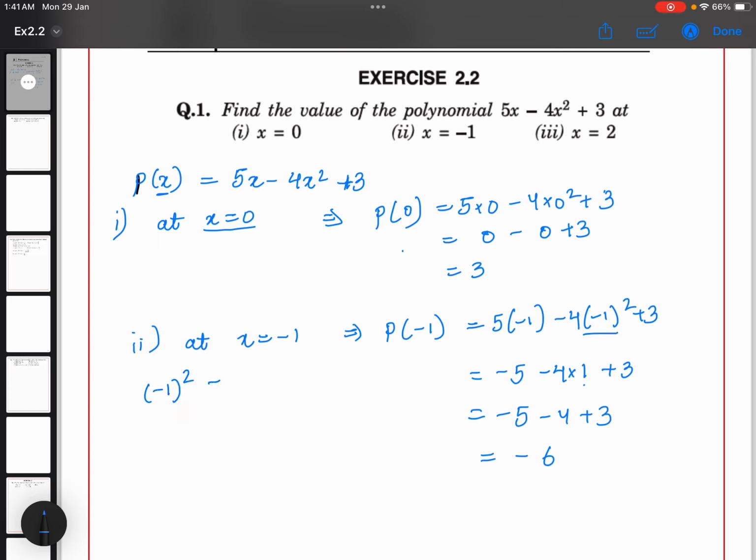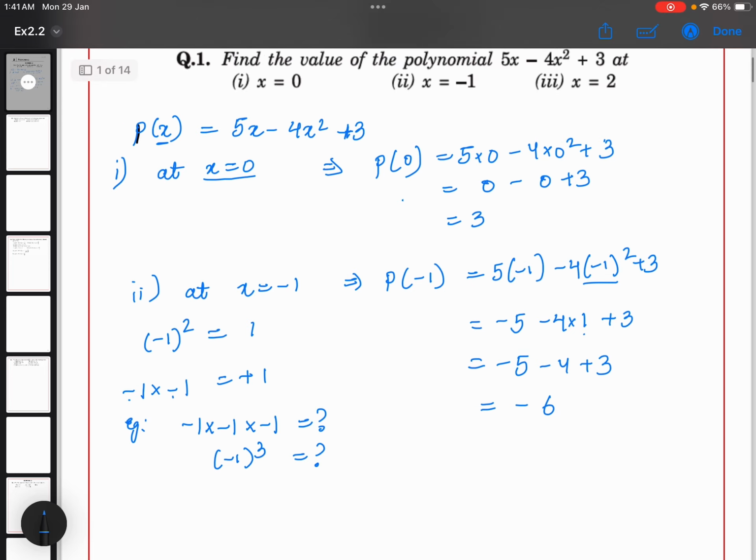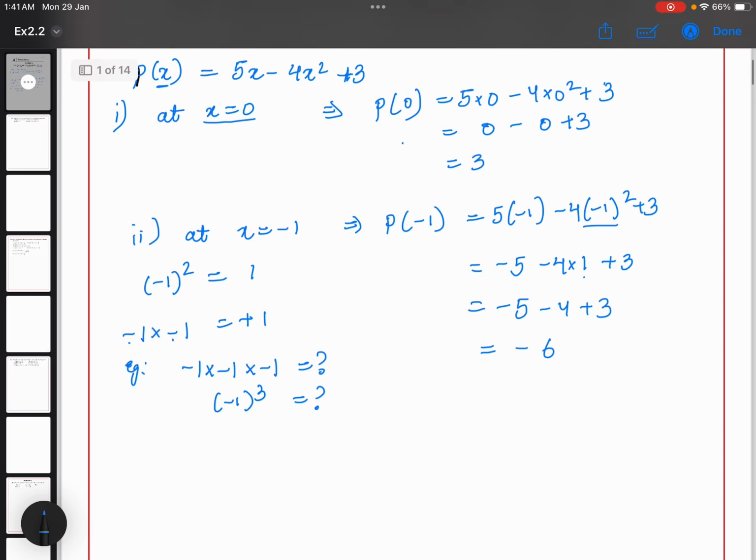Clear? In case some of you are confused why minus 1 square is equal to 1, minus 1 square means minus 1 into minus 1, right? So minus into minus gives you plus, 1 into 1 gives you 1. So everyone clear with this? So in the comment section, write down what should be the value of minus 1 into minus 1 into minus 1, or in simple words, minus 1 cube. Give me this value. It's very basic, but I just want you to be clear with these basic concepts.